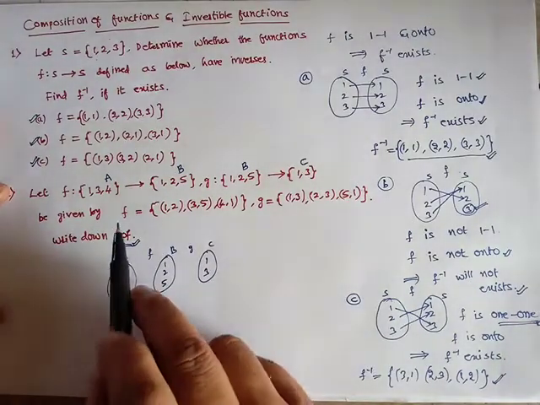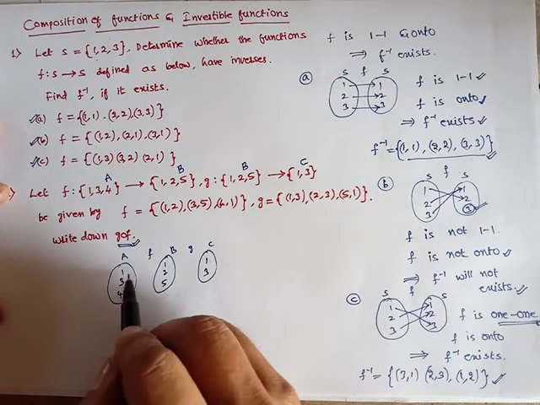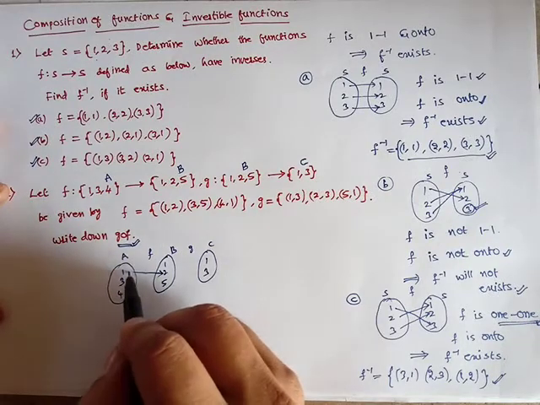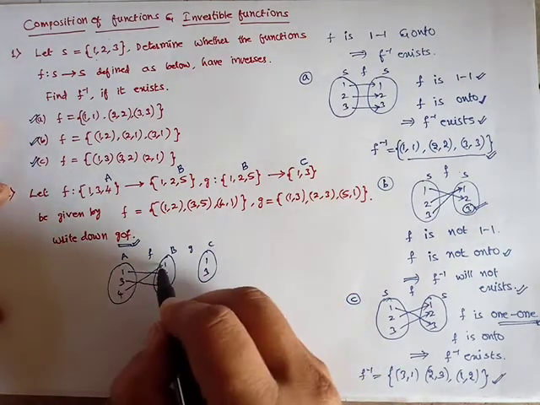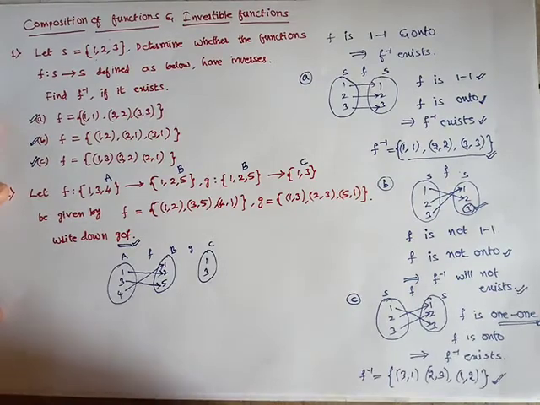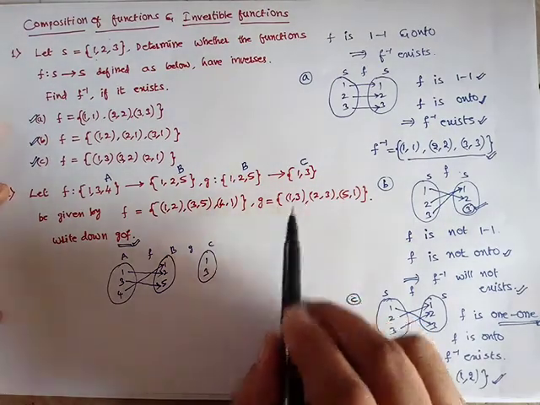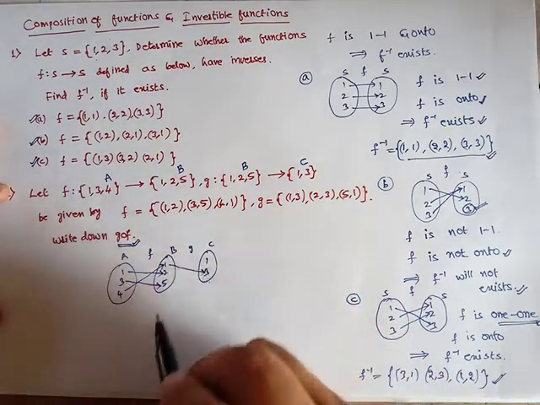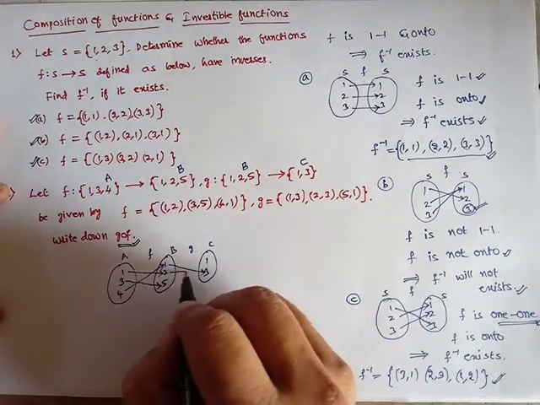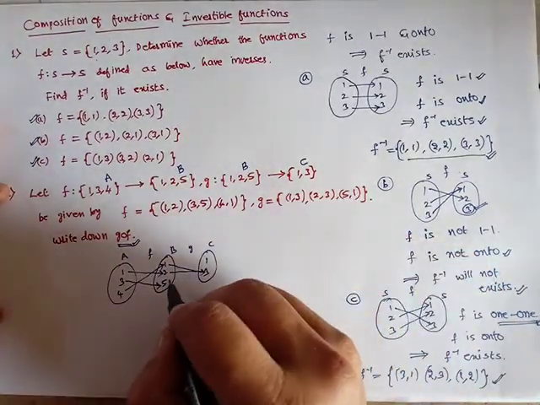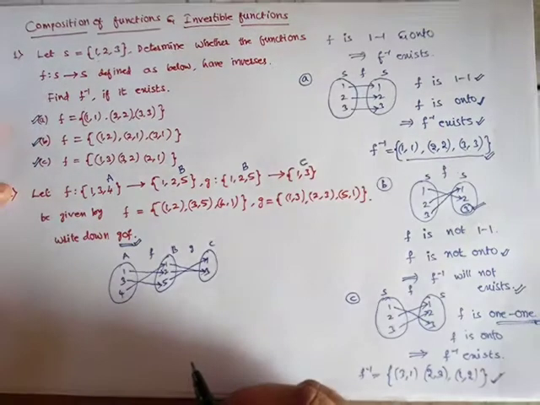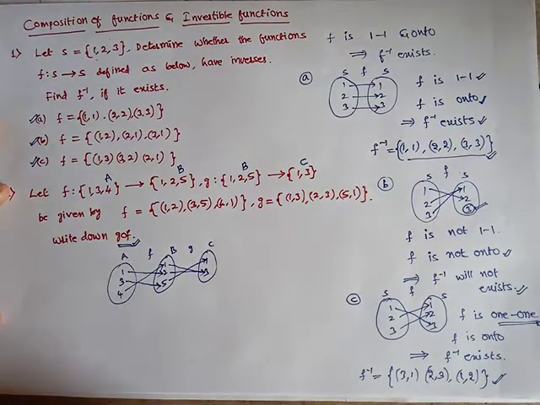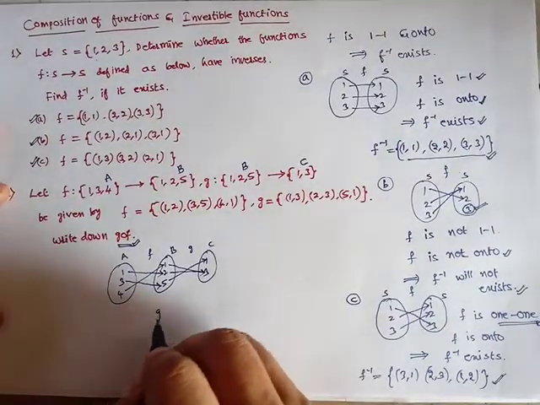Now we'll see f is the function (1, 2), so 1 is relating to 2, and (3, 5), 3 is relating to 5, (4, 1), so 4 is relating to 1. And after that, G is the function (1, 3), so 1 is relating to 3, 2 is relating to 3, 5 is relating to 1. Now this is your function, given functions are shown here.